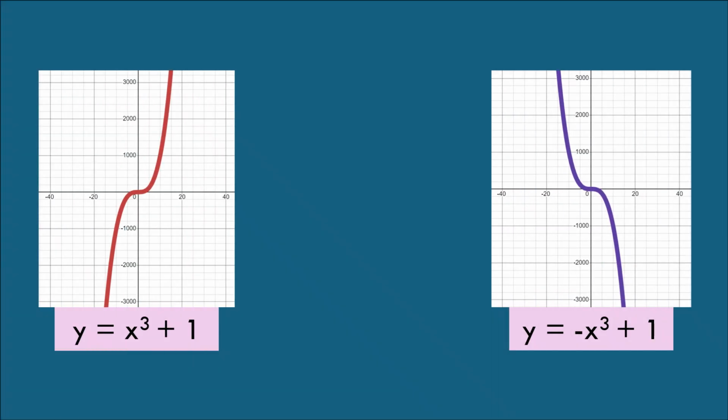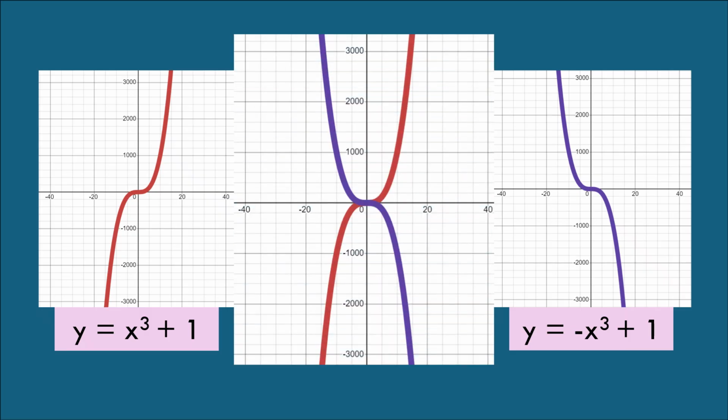What do we notice and what do we wonder? We have y equals x cubed plus 1 in red and y equals negative x cubed plus 1 in purple. They are flipped. And actually, I think it's really cool when you put them together. They look like what? They do look like DNA, don't they? They're really, really cool. I love that, yeah. All right, let's keep going.